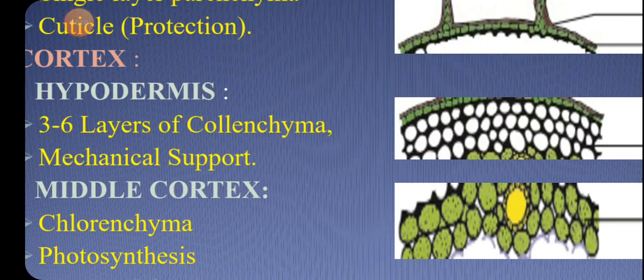What is collenchyma? That is an unevenly thickened cell wall containing cell, because in their cell wall, hemicellulose and pectin, that type of chemicals are present. That is collenchyma cells. Those cells are filled in the hypodermis. And what is its function? That is mechanical support. It is also giving some support to the plants. Okay, that is the hypodermis.